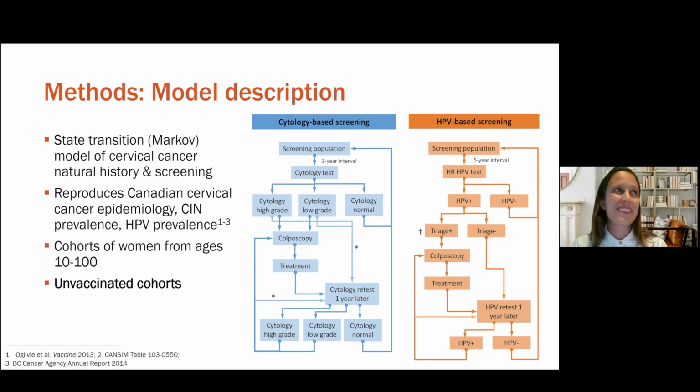We're still working on implementing vaccination into the model. However, I do believe that there are a lot of insights that apply to unvaccinated cohorts that likely also apply to vaccinated cohorts. On the right-hand side here, you see the algorithms that we implemented into the model. They are much simpler than many of the algorithms that I've seen for different countries, that are quite complex and span very many pages. The objective was mostly to reproduce the broad strokes of how cytology-based screening and HPV-based screening is done in Canada and also in multiple other countries.